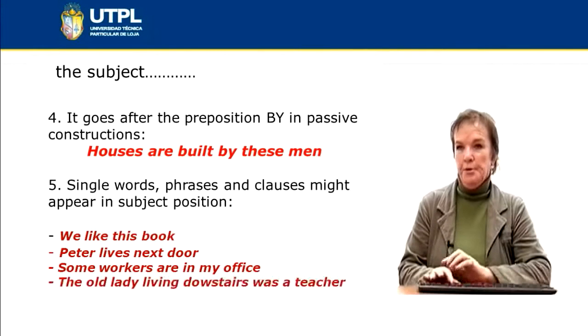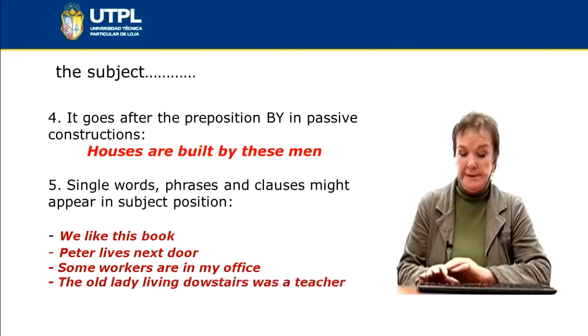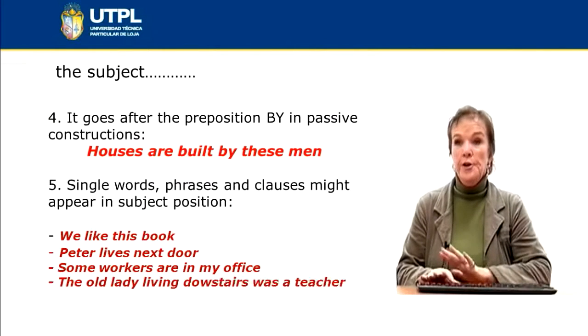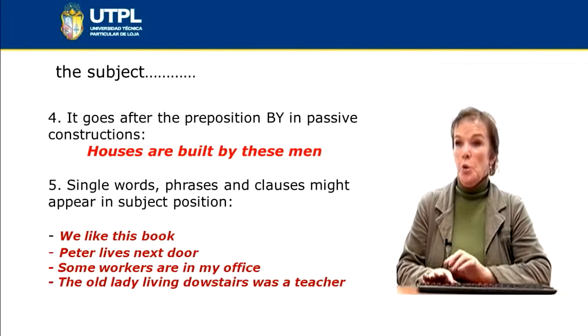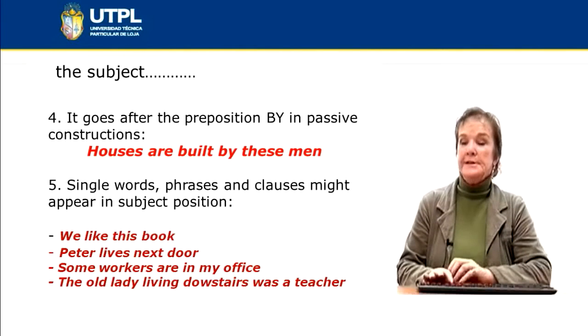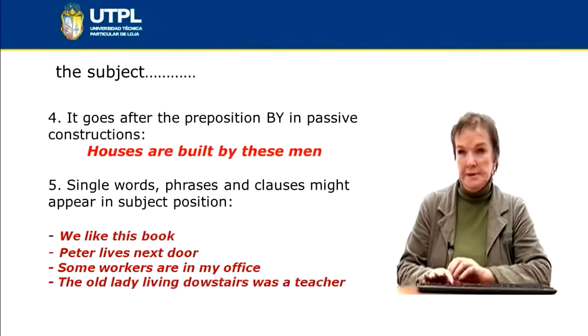The second example, Peter lives next door. Here, the subject is a single noun, Peter, a proper noun. Let's look at the third example. Some workers are in my office. Here, the subject has two elements, a determiner and a noun, some workers.